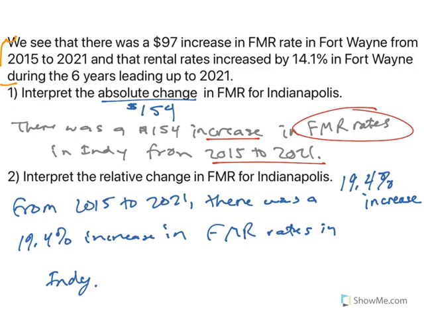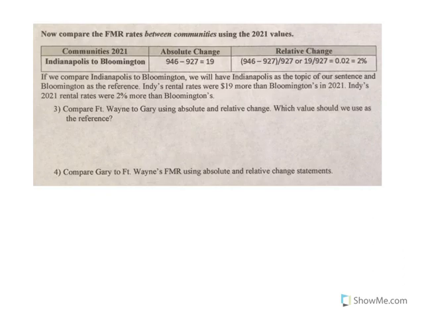It went up by 19.4%. Now that's if we're looking at one city over time. But what if we want to go between communities? So now we're going to talk about the 2021 values. And here the example that we are given is Indianapolis to Bloomington.